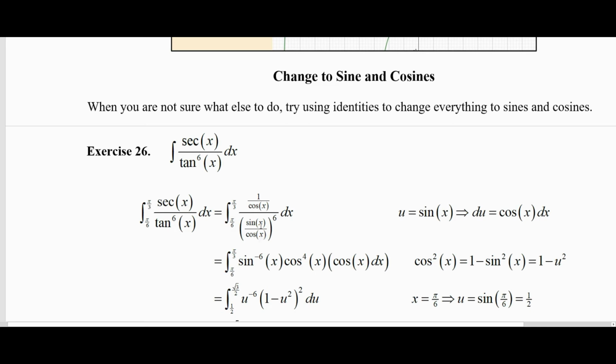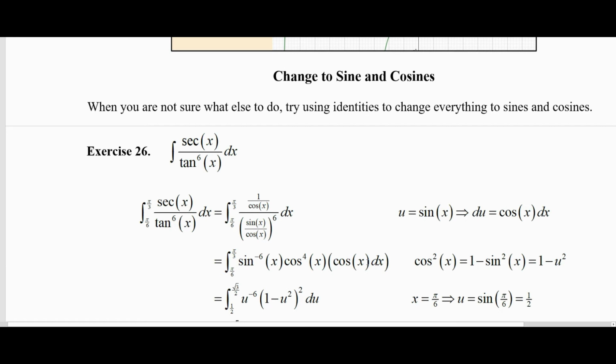So let's see. We end up with a sine to the 6th in the denominator, which is sine of x to the -6. This cosine to the 6th of x gets flipped off to the top, cancels out one of them with that, so we get cosine to the 5th, and I'm going to split it off as cosine to the 4th of x times cosine of x.